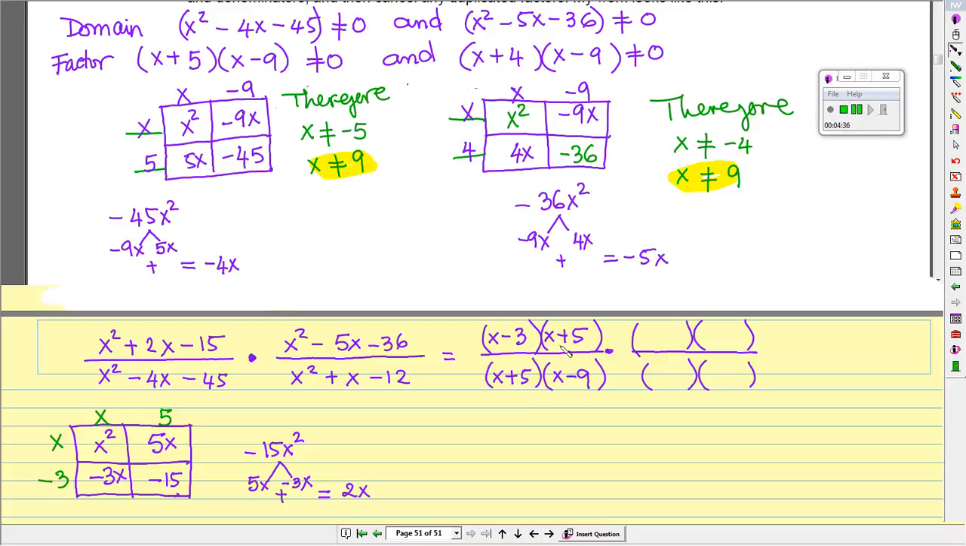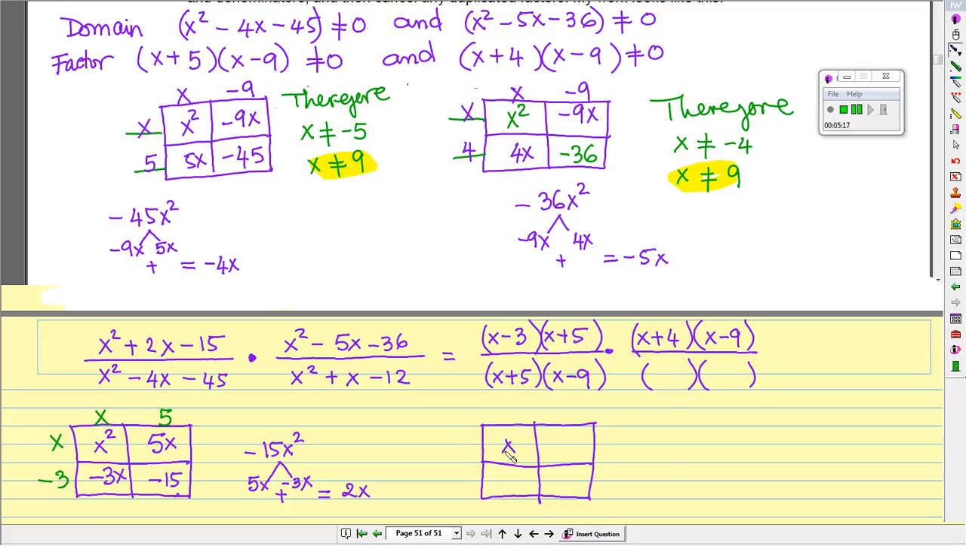Let's move on to the second fraction. We have x squared minus 5x minus 36, which we did here already. So the factors are x plus 4 times x minus 9. Now we just need to draw a square so that we can find the factors for the denominator of our second fraction.